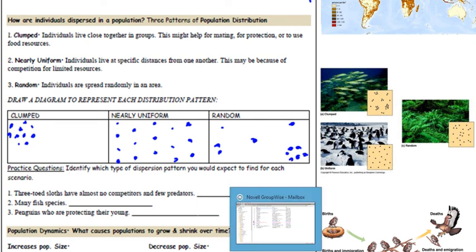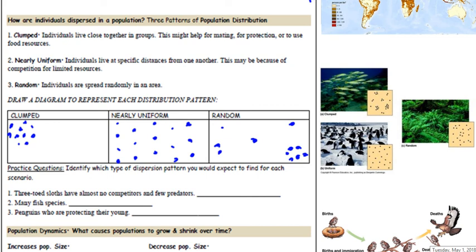So when we look at the pictures over here, our school of fish, that nice clump pattern. Penguins typically are uniformly spread out, kind of when they raise their young. And a random pattern, a lot of plants just simply sprout up here and there. There's no kind of rhyme or reason to where they end up.